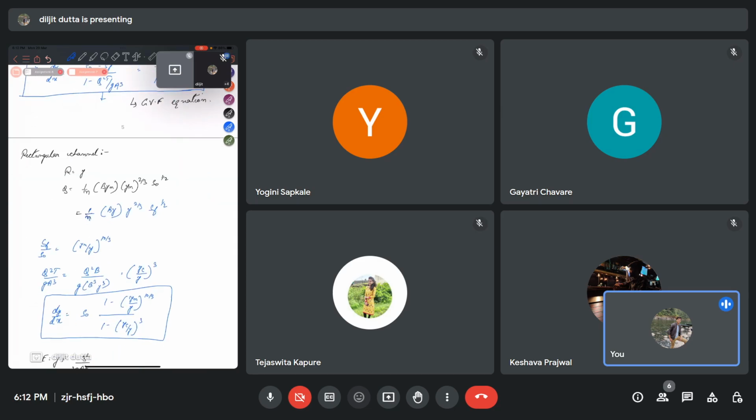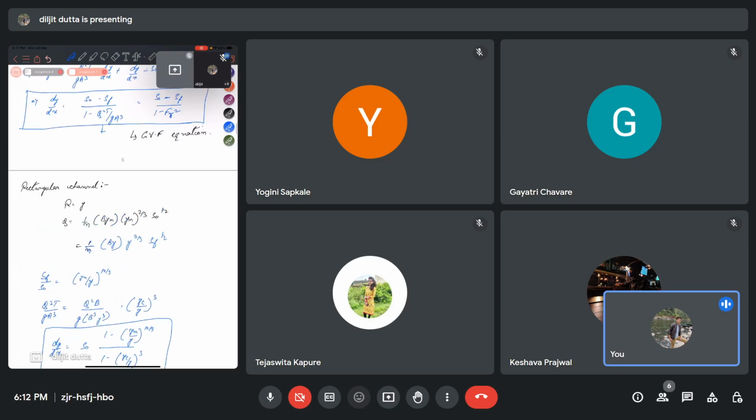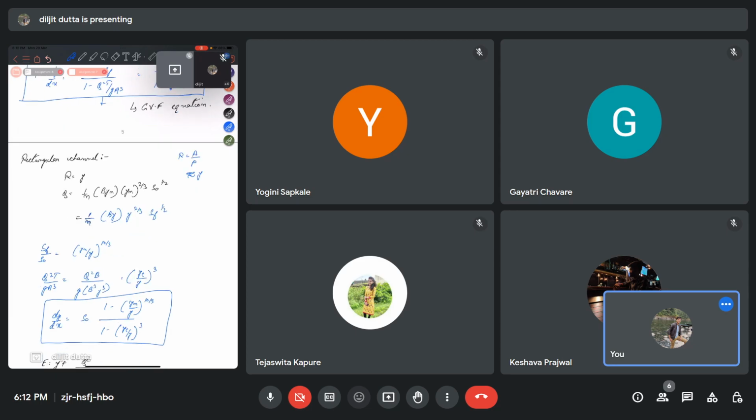Now if we consider a rectangular channel, the hydraulic radius r is equal to a by p, and a by p will be approximately equal to y for a wide rectangular channel. And so we can get the discharge by Manning's formula, that is q is equal to 1 by n a r to the power 2 by 3 s naught to the power half.